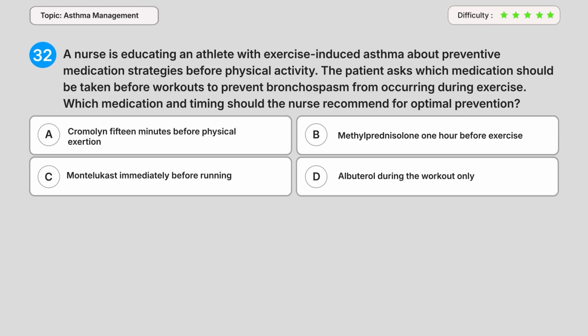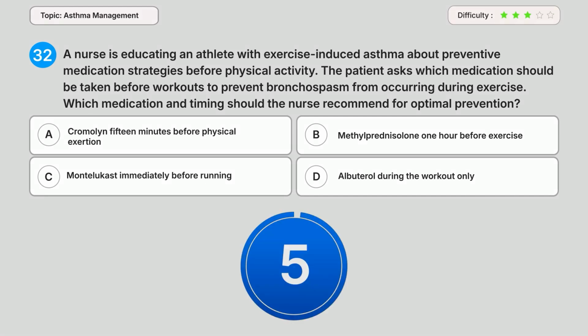A. Cromolyn 15 minutes before physical exertion. B. Methylprednisolone 1 hour before exercise. C. Montelukast immediately before running. D. Albuterol during the workout only. Can you guess the answer?